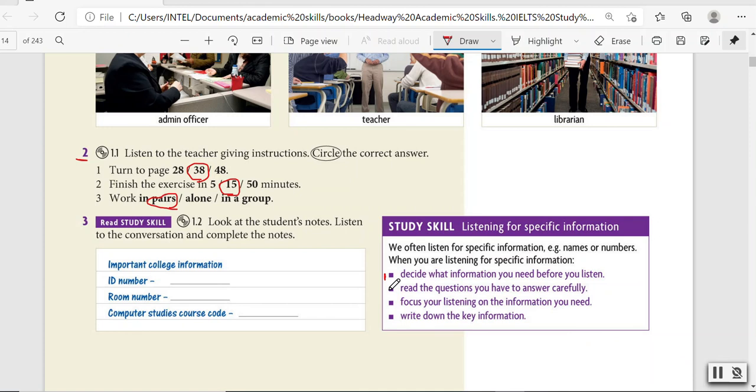And after that, read the questions you have to answer carefully. Before listening to the audio, look at the questions. Read them. For example, ID number, room number, computer studies course code. Before listening, you must check the questions.